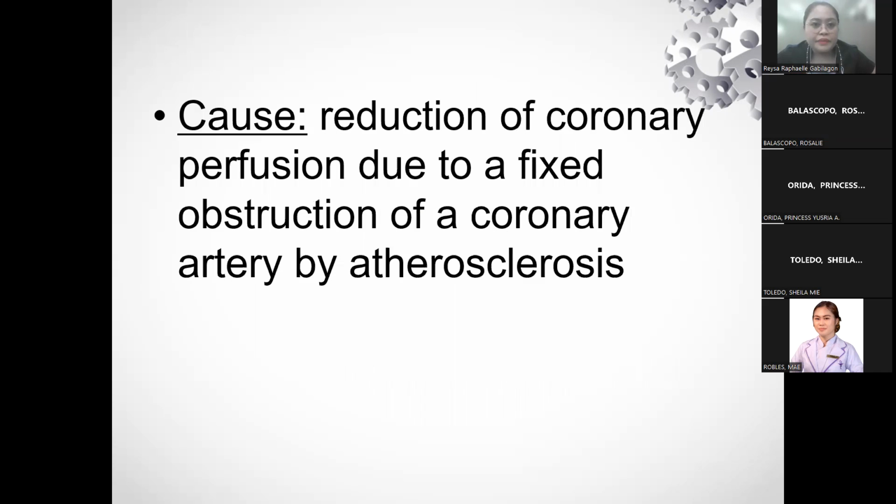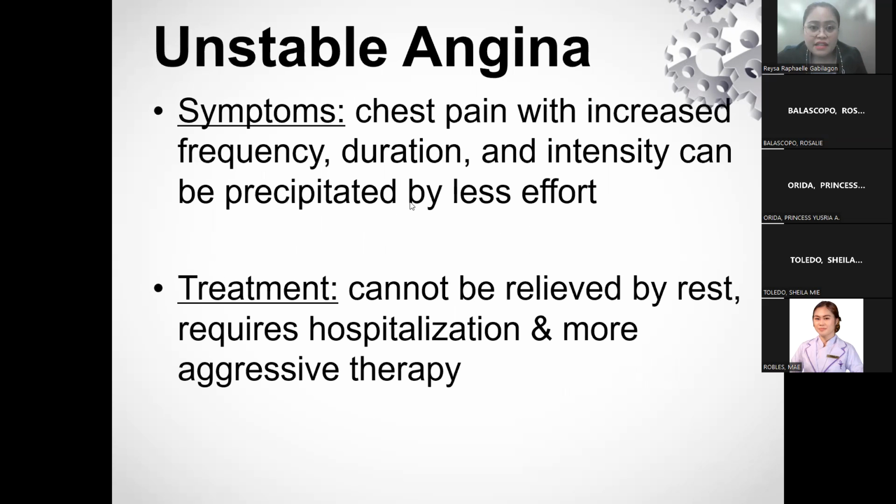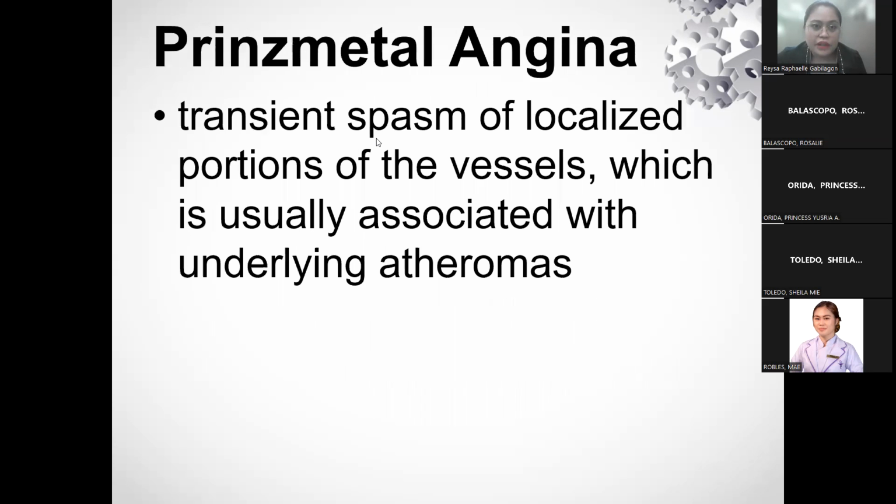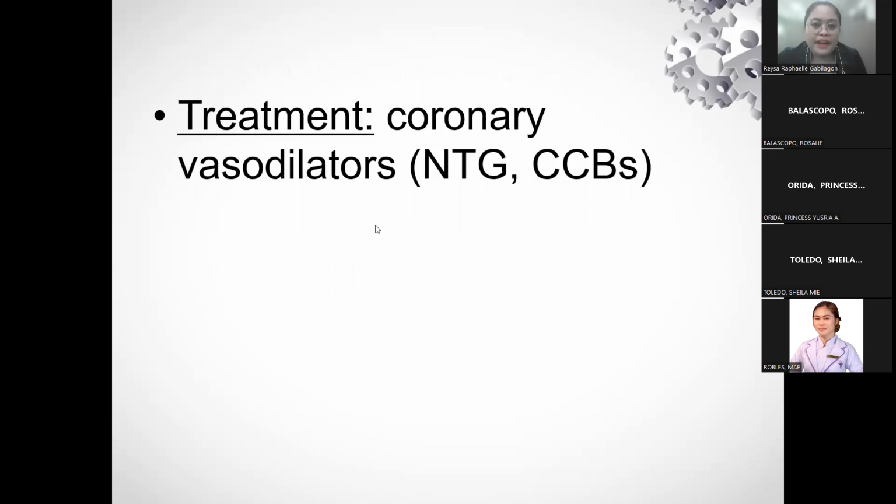vasodilators, okay? Now, the one that is not really precipitated by effort is called unstable angina. So this one is an emergency case. Most of the time, this requires hospitalization. Next, Prinzmetal angina is when there is a localized spasm in a portion of the blood vessels. But this is still due to the atherosclerotic plaque deposited in the wall of the blood vessels.